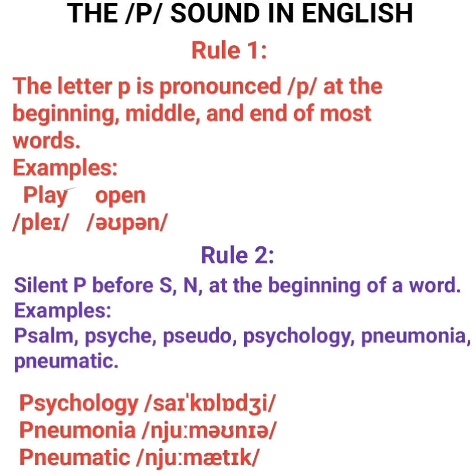However, we have some kind of silent P. P is silent before S or N at the beginning of words. Examples: we don't say p-salm, we say salm. P is not pronounced. Psyche, we don't say p-syche, P is not pronounced. And so on and so forth. Psychology, we don't say p-sychology, P is totally not pronounced at all, and so on and so forth.